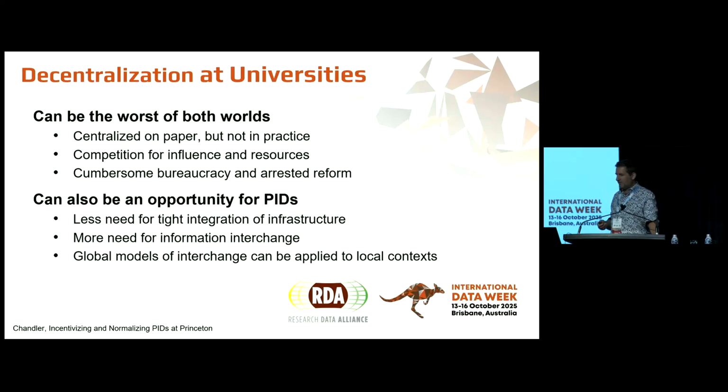Decentralization at universities. Large research universities are typically quite decentralized organizations, but that can sometimes appear to be the worst of both worlds. Between mismatches between the official policy and actual practice, you can end up with competition amongst different departments, cumbersome bureaucracies that tend to stifle change efforts. But it can also end up being an opportunity for the adoption of PIDs within universities.